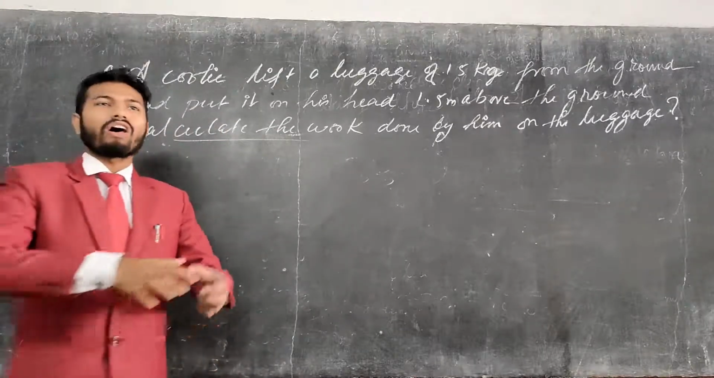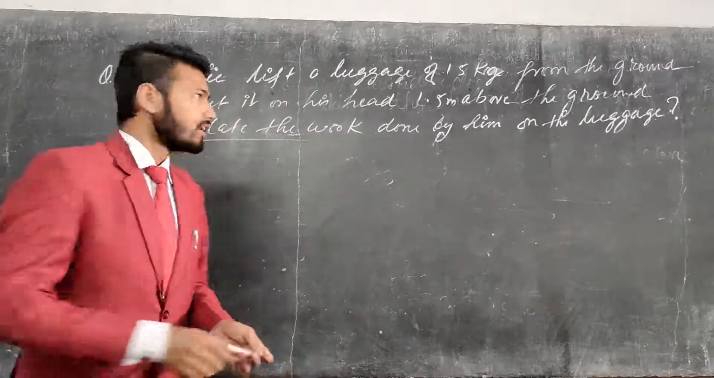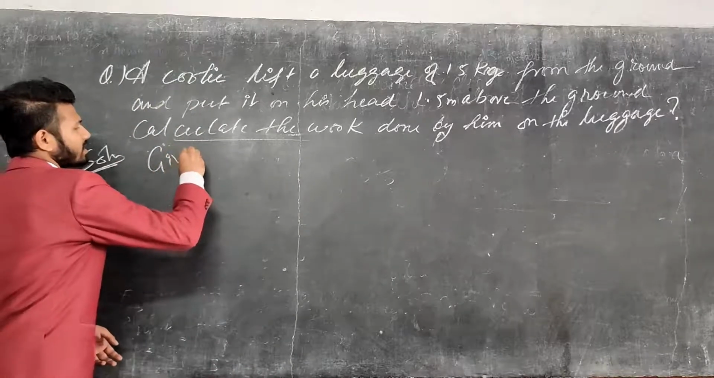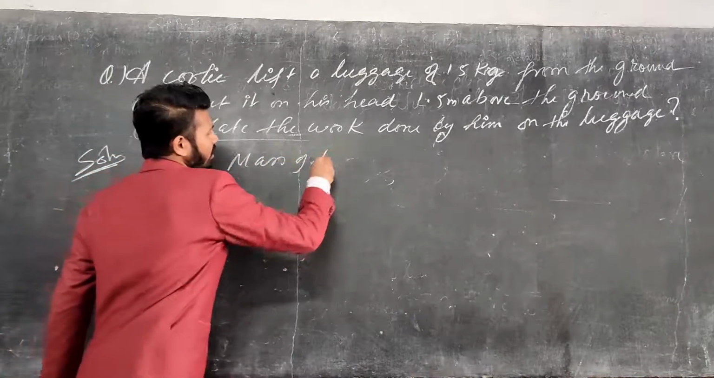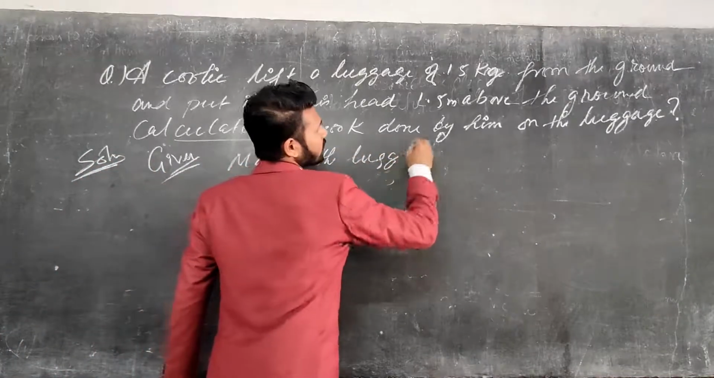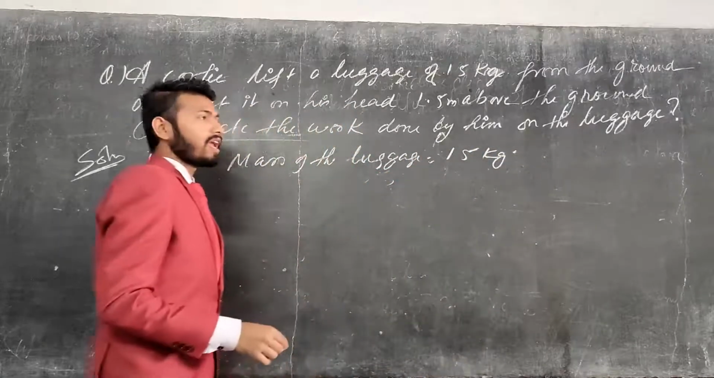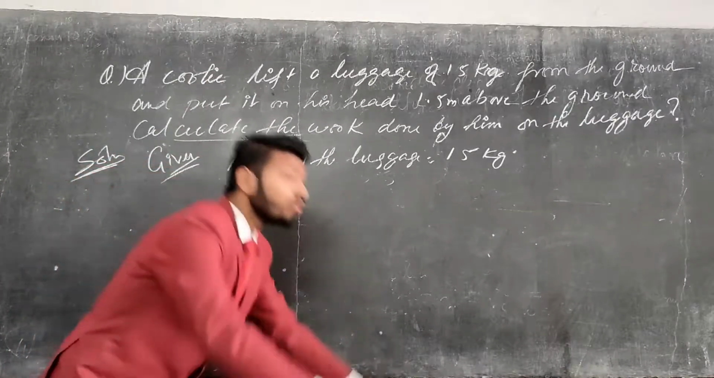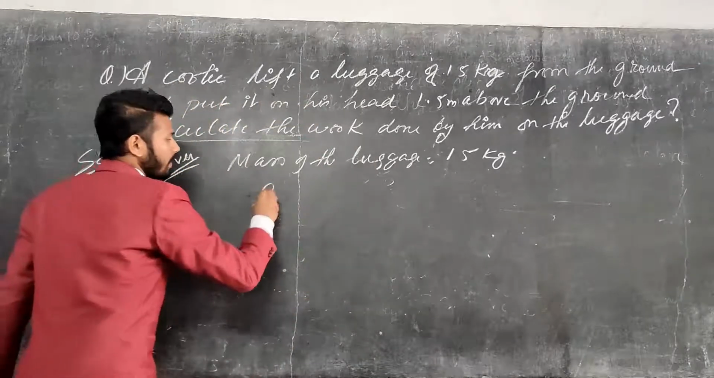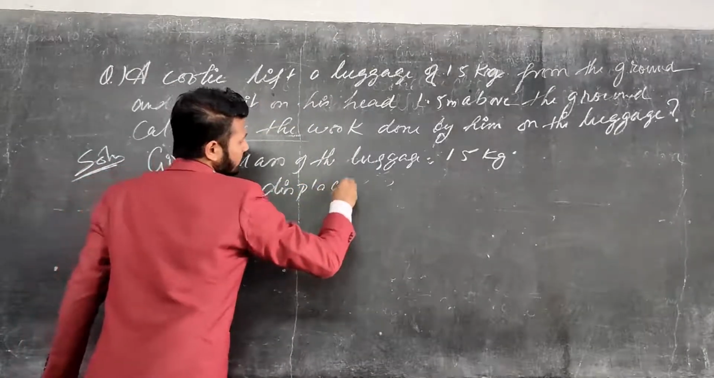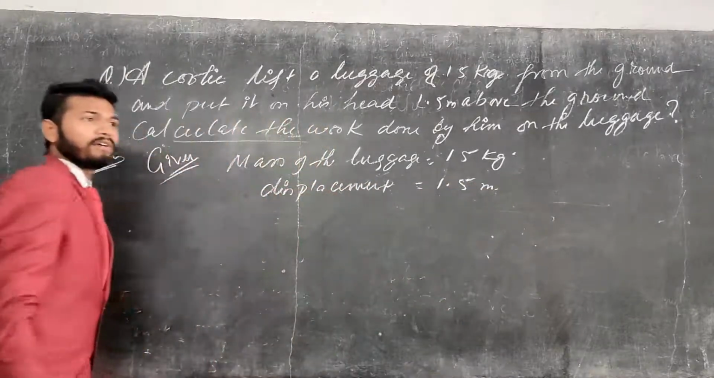Yes. There is a block or a luggage of 15 kg, means we have the mass of the luggage. So what is given? Very nicely write the given thing. Mass of the luggage. How much is the mass? 15 kg. And from the ground to his head, what is the displacement? 1.5. That also we have, displacement is 1.5 meter. Any doubt here? No. Fine.